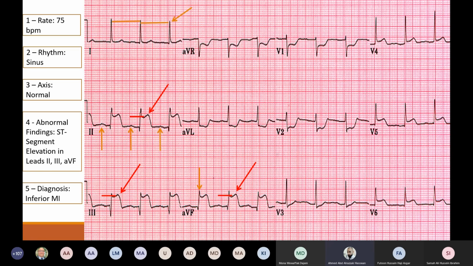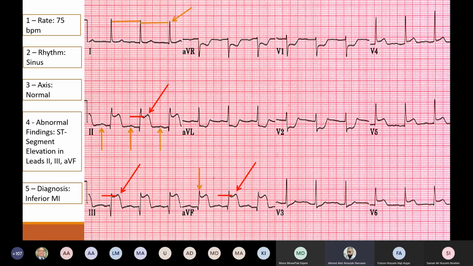Then the axis. Let's look at lead 1. Lead 1 is positive. Lead AVF is again positive. So what do you think the heart axis is? We agree that if both are positive, it's a normal axis.